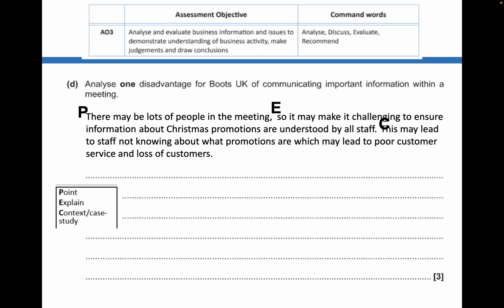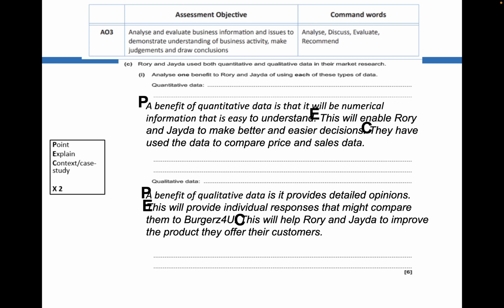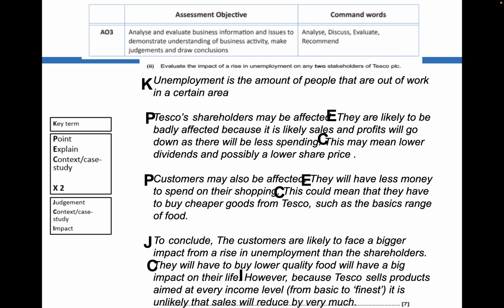And then after this, I go, this may lead to staff not knowing about promotion. So again, that was in the case study, so I'm linking it back to that in my C bit. A 6 marker is just 2 3 markers. So I'm not going to go through this because it's the same structure as the one before, but if you want to pause this and have a look at this in your own time, you're more than welcome.